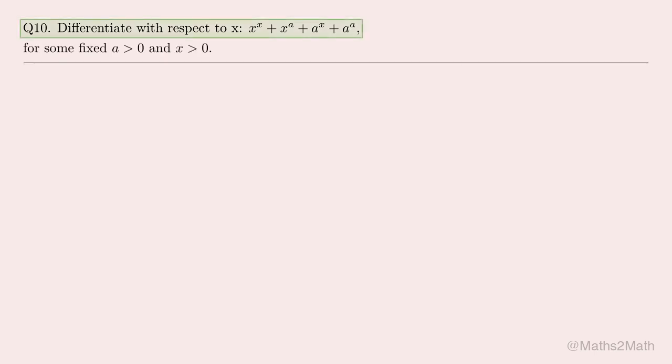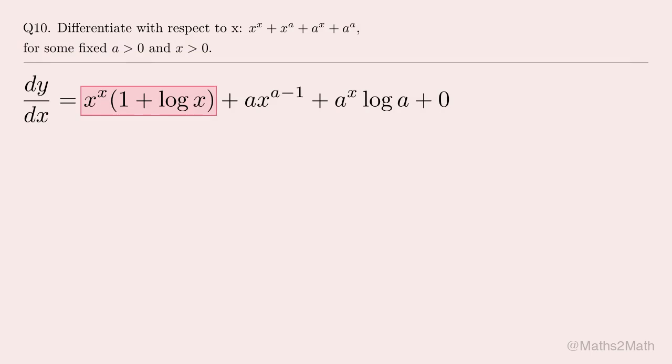Question 10. 4 powers, one of each kind. Variable to variable, variable to constant, constant to variable, constant to constant. Each type has its own rule. The last term is a constant and vanishes. X to the x gives the log formula, x to the a the power rule, a to the x the log a factor, and a to the a nothing.